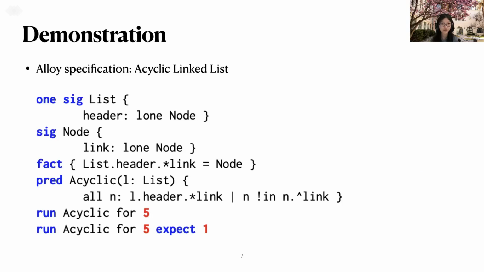I'd like to show you a demo of AlloyMC. Before showing the demo, I want to first introduce the Alloy specification we used in our demo, the acyclic linked list. From the code, we can see that we used the one keyword to define the header for the list. Then we used sig and fact keywords to define the set of nodes which are linked one by one from the header node. Then in the predicate acyclic, we made a requirement that each node shouldn't be reachable from itself following one or multiple traversals along the link. With the above settings, we can then define the acyclic linked list.